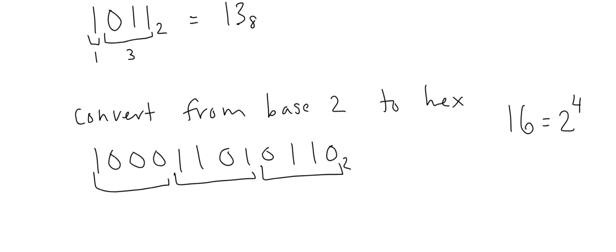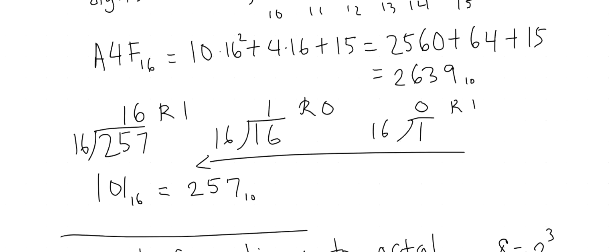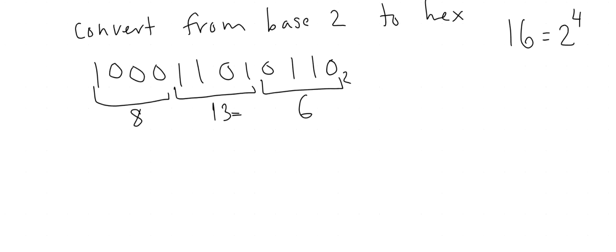So if we convert this into base 10, this would be 8, this would be 13, and this would be 6. So we know that 13 is equal to, I think it's C. D, never mind. 13 is equal to D. So our base 16 number would be 8D6.